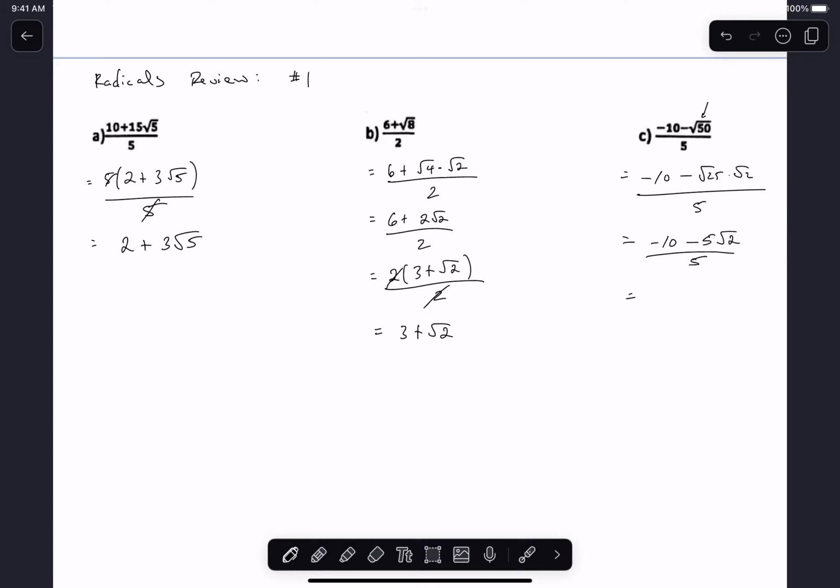And then I can remove that negative 5 from the numerator. I'm going to be left with 2 plus root 2 over 5. 5's drop out. We're left with negative 2, in brackets, minus root 2. Okay, so that's that.